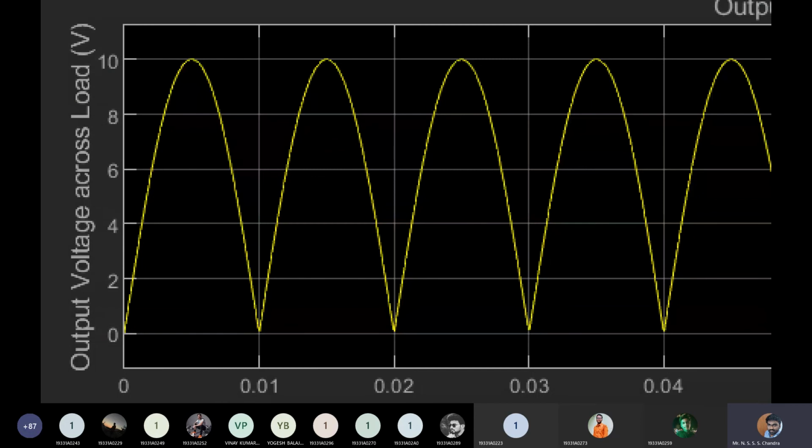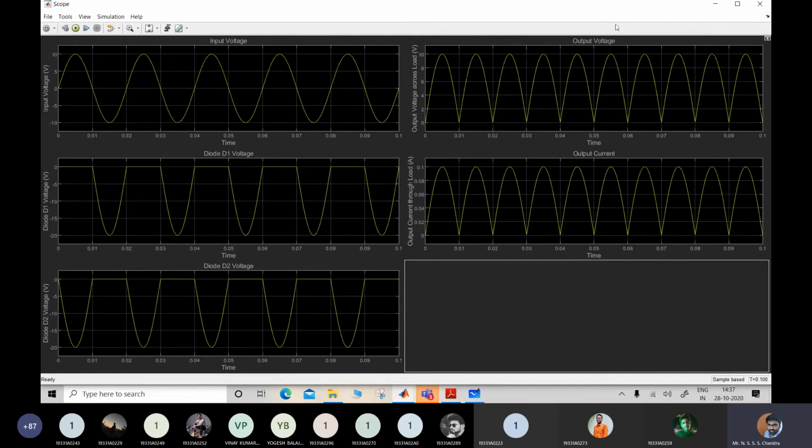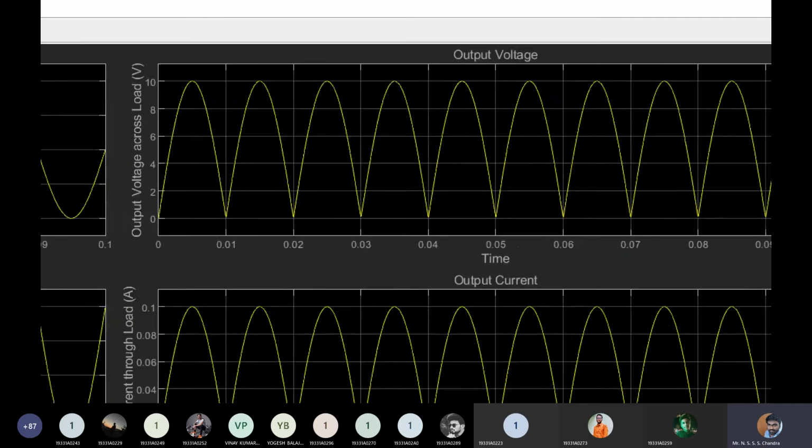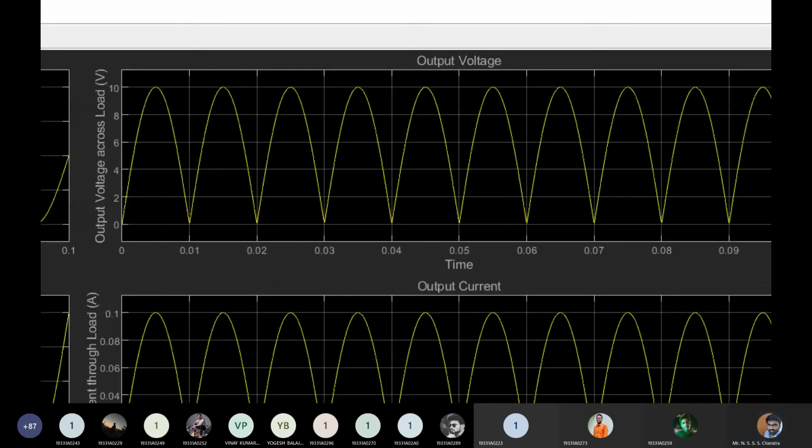So what is the output voltage you are seeing? What type of output voltage are you seeing? It is a DC sinusoidal waveform. And now tell me the time period for this waveform. It is 0.01 seconds. So what will be the frequency? Frequency is equal to 1 by time period. Now tell me the frequency in hertz. 1 by 0.01, that is equal to 100 hertz.